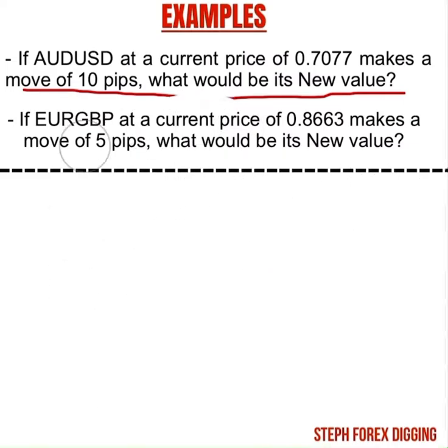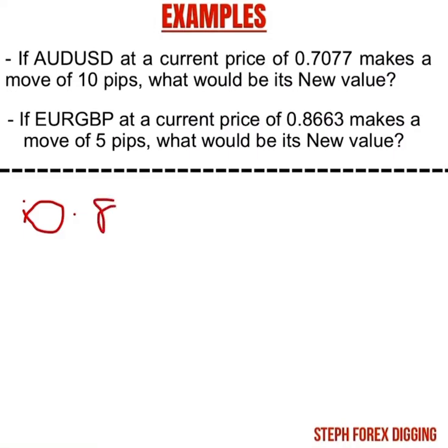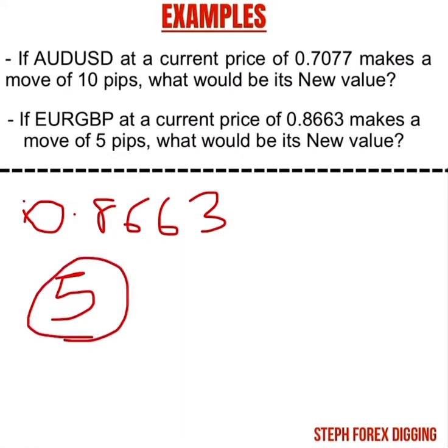Now let's answer the second question. If the EUR/JPY currency pair is at a current price of 0.8663, and it makes a movement of 5 pips, what will be its new value? Remember, if you want to solve this easily, since this is in the unit, it's going to make its effect here. So the 5 will be here, giving us what?